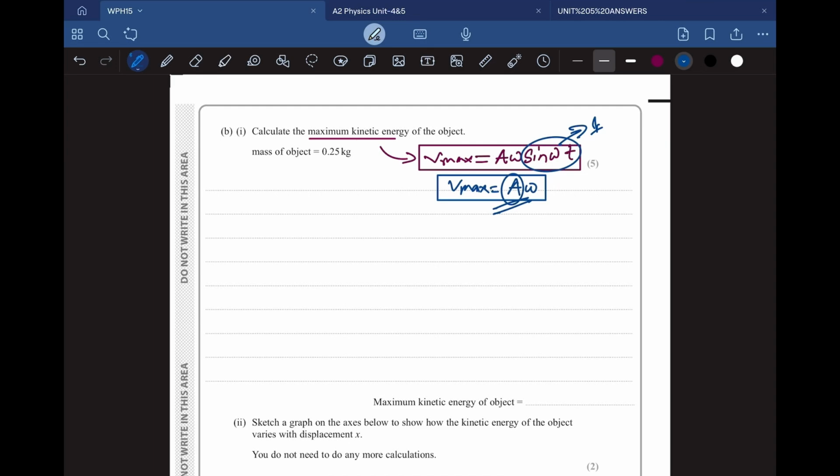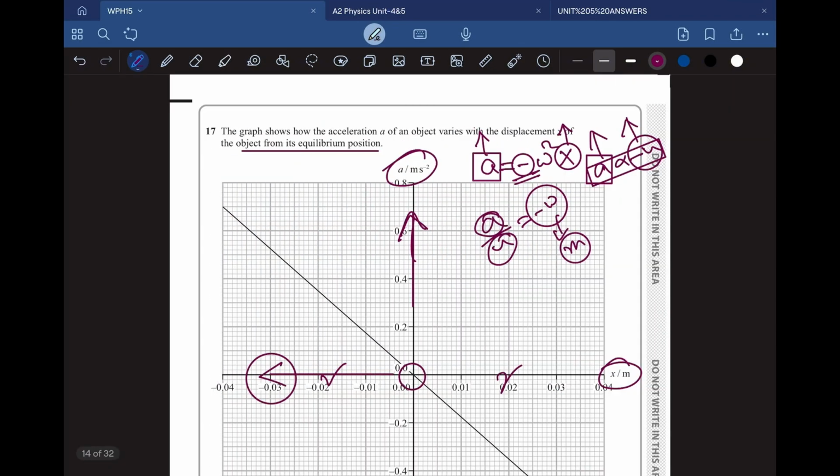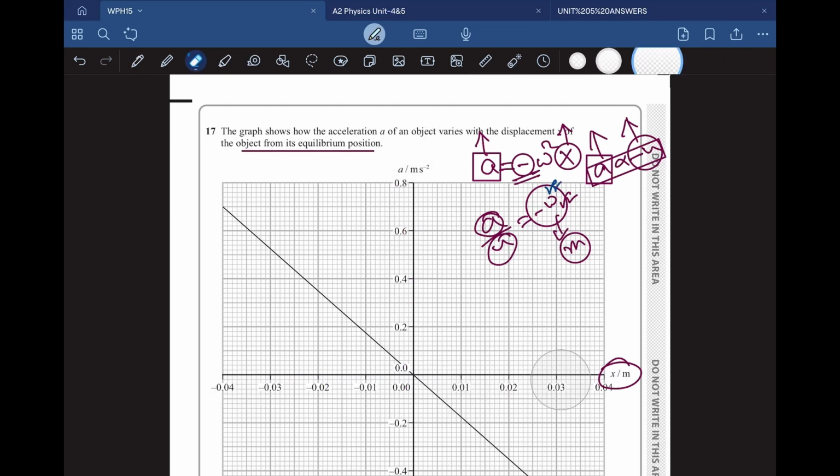Now we'll also have to figure out this angular velocity, right? How will we actually figure out the angular velocity? We know that this angular velocity is actually the gradient of this graph. So basically if we figure out the gradient of this graph, we will get the angular velocity, right? Now let's figure out the gradient.